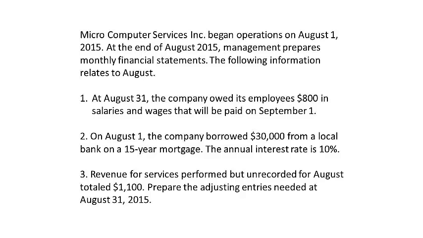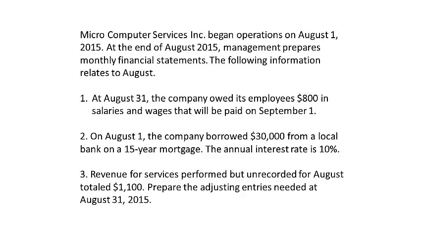The first item we're told about is that on August 31st, the company owes its employees $800 in salaries and wages that will be paid on September 1st. The financial statements are going to be prepared as of midnight on August 31st, so they have to be accurate as of that point in time, even though we know that the wages will be paid the next day. These are wages that were earned in August, so the labor services provided by these employees benefited the company in August. Therefore, they are an expense of August.